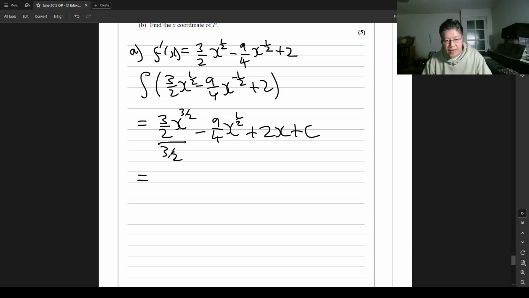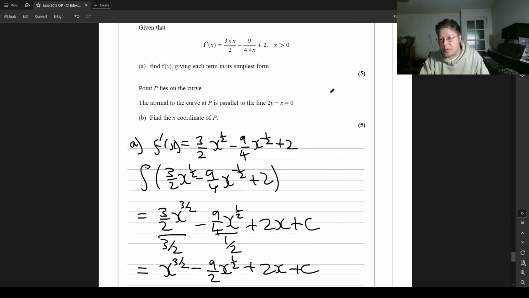So the 3 over 2 cancels with the 3 over 2, so we're left with x to the 3 over 2 minus, I forgot to divide by the half here, so there should be an over half. So we have minus 9 quarters divided by a half, that's the same as 9 quarters times 2. So here we get minus 9 halves x to the half plus 2x plus c.